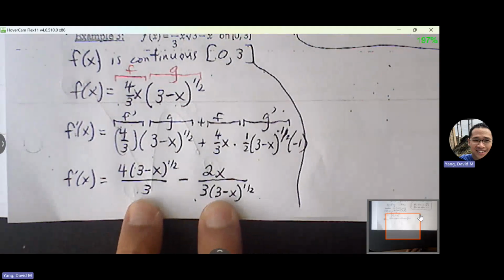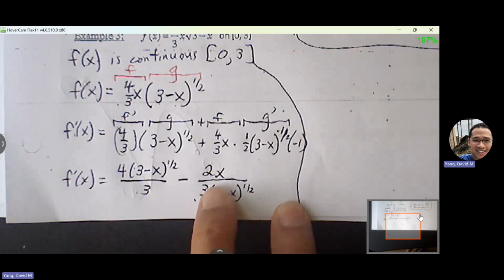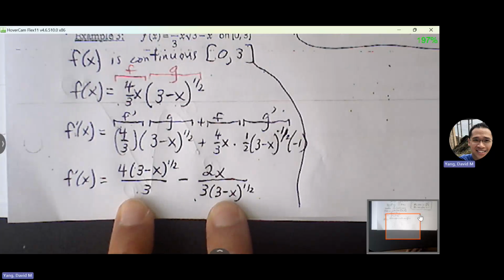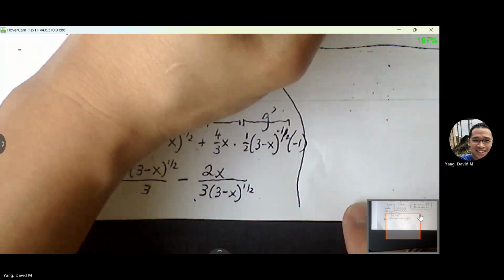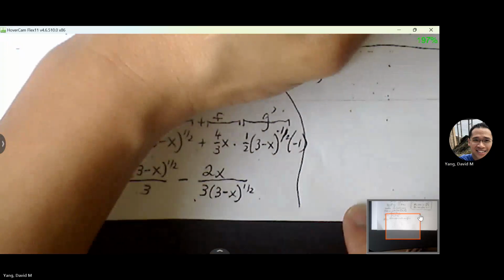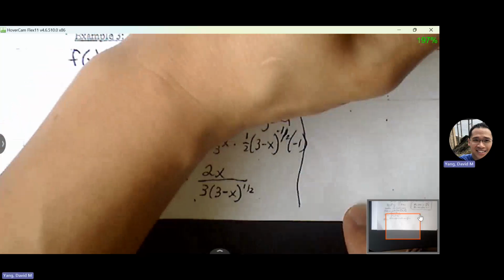So I have two fractions. I want to build a common denominator. My common denominator is going to be the larger of the two. So my common denominator is going to be 3 times 3 minus x to the 1/2. Let me put that in place.